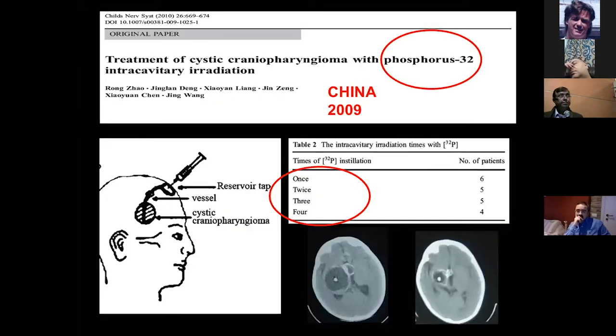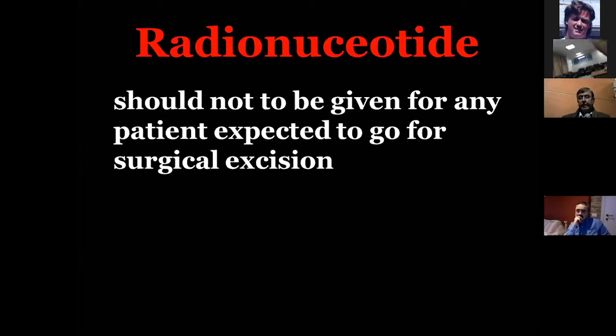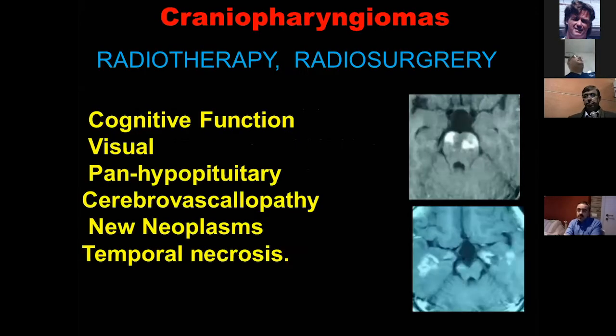From China, they speak to you about the treatment with phosphorus 32, and how many times the treatment? Once, twice, thrice, 4 times. The leak of the medicine outside, meningitis, brain damage, you know it. And this is another statement. This radionuclide should not be given for any patient expected to go for surgery, because if you give it and then refer for surgery, surgery is not going to work at all.